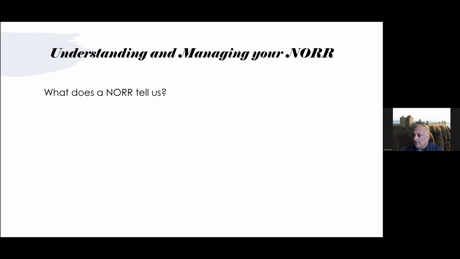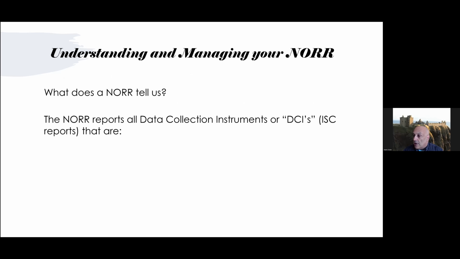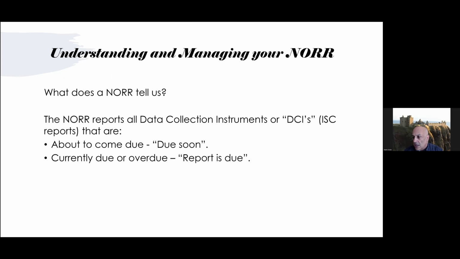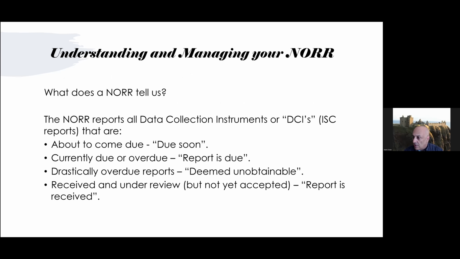What does the NORR tell us? The NORR reports all data collection instruments, or DCIs. These are ISK's reports that are about to come due, currently due, drastically overdue, or received and under review. The NORR can and should be referred to regularly, at least monthly. The information should be used to plan your reporting efforts. No one wants multiple reports hanging over their heads. There's no reason for reports to become late for a professional service provider with the skills and capability to deliver the services related to the reporting requirement.